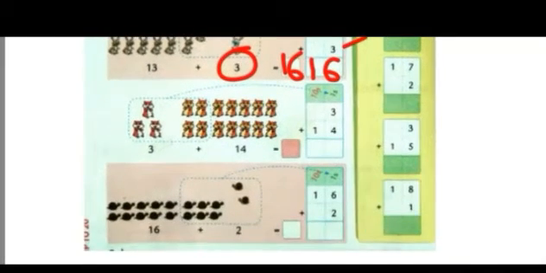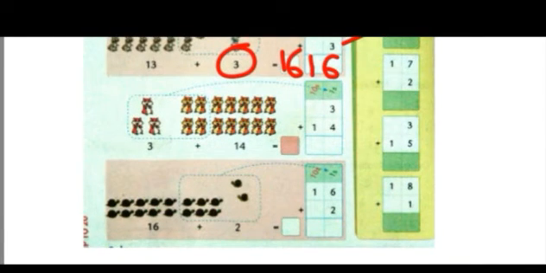Okay. Moving on to the next one. Here we need to count the number of squirrels. So in the first picture, only 3 squirrels are there. So see, we have written it in the ones column. We have not written it in the tens column. If you write it in the tens column, the answer will come wrong. Now in the next picture, 14 squirrels are there.